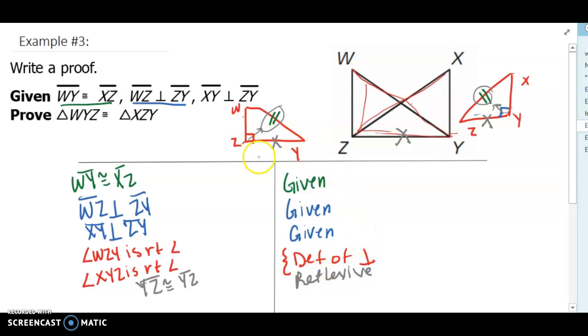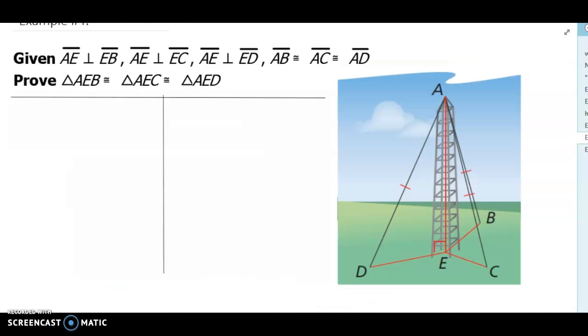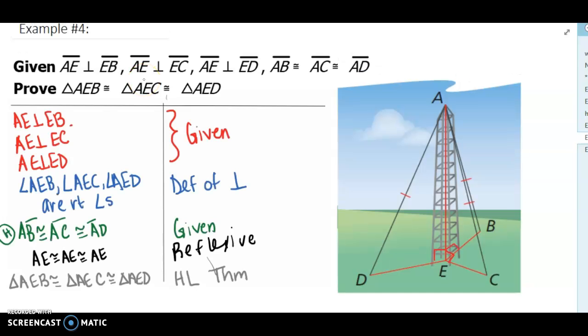Okay, well now I have a right angle, I have the hypotenuse, and I have one of the two legs, so I can say that triangle WYZ is congruent to triangle XZY by the hypotenuse leg theorem. All right, I want you to go ahead and try to do this one on your own, and then we will go over it.